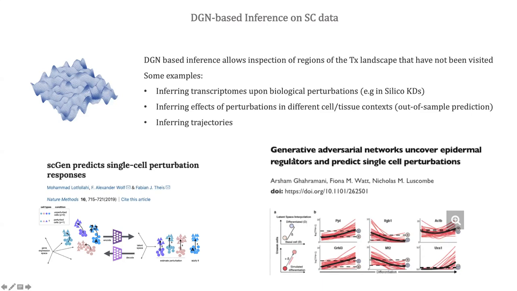And this is somewhat similar work, but this is using generative adversarial networks to do it. And again, what the authors were trying to do was to predict single-cell perturbations.